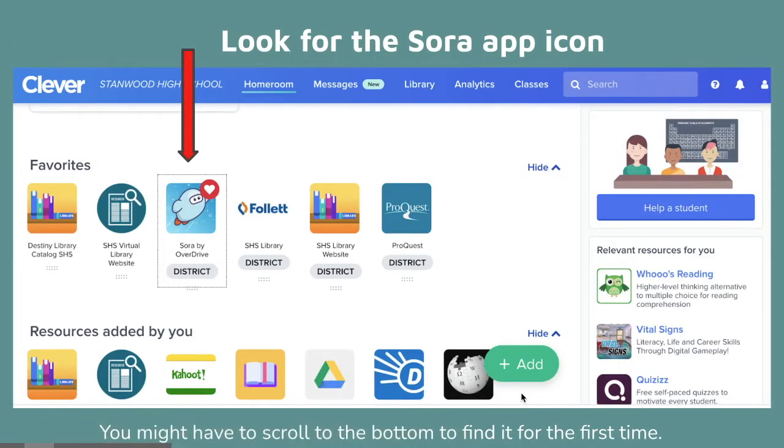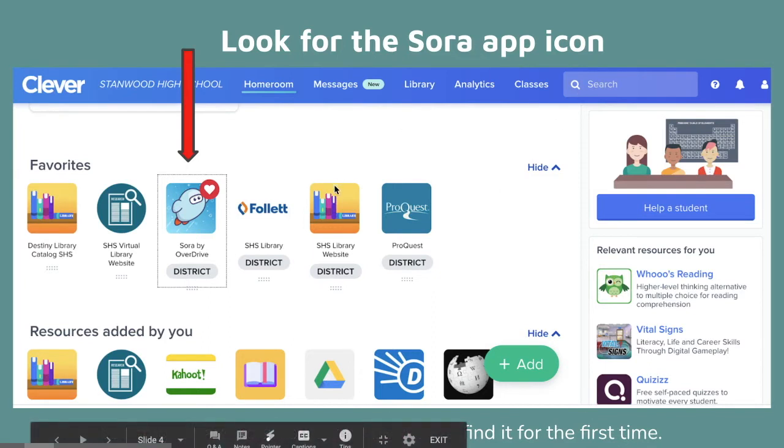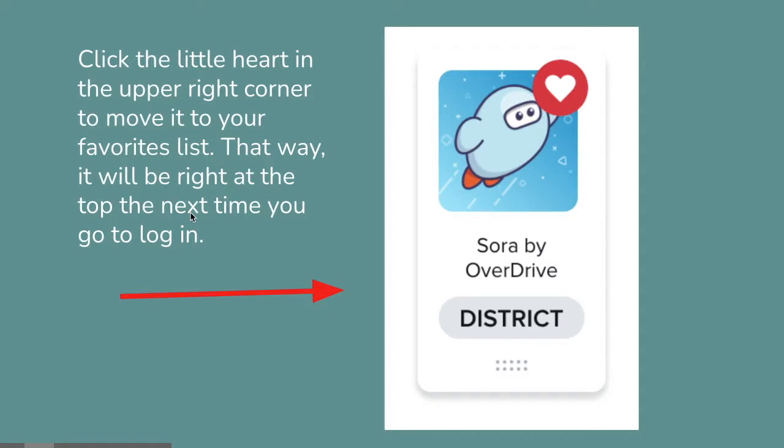Scroll down to the bottom of Clever to look for the Sora app icon. And here it is, this little guy right here. Click the little heart in the upper right corner to move it to your favorites list. That way it will be right at the top the next time you go to log in.